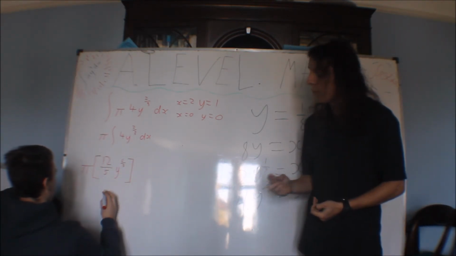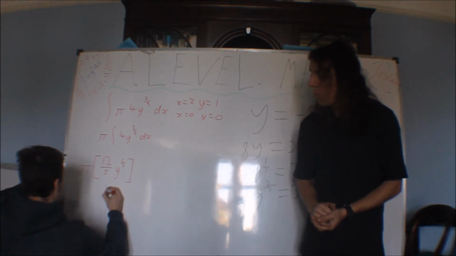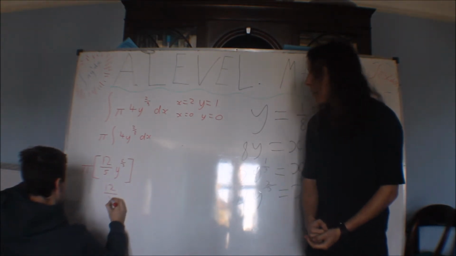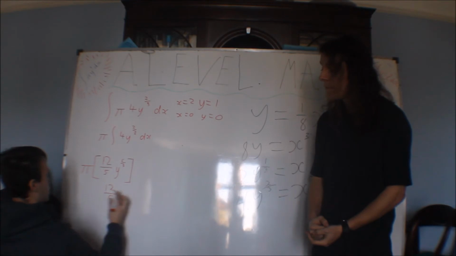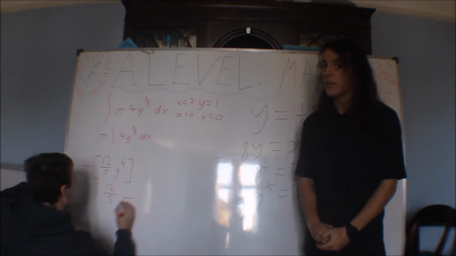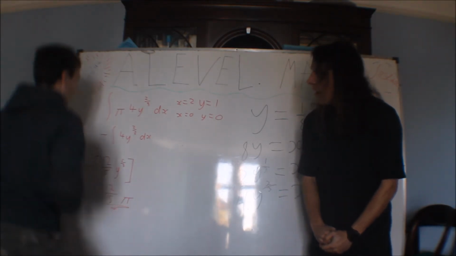So then we have 12/5 lots of 1 to the 5/3, which is 1, because 1 to any power is 1. So it just becomes 12/5 of pi, and that's times by pi, which is important not to forget. And then we have our answer.